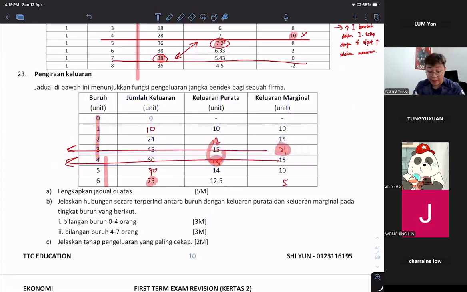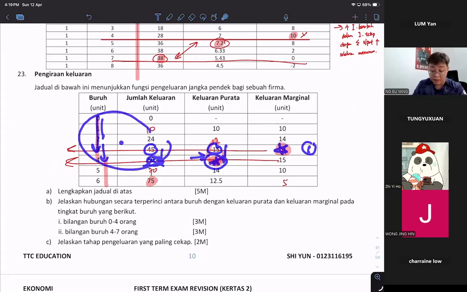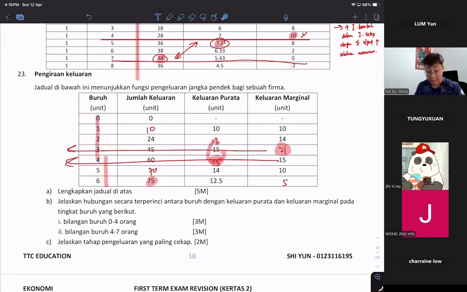Okay, so I'll try to read again. 0 to 3, increasing, and then mencapai nilai maksimum. First mark. So increasing from 3 to 4, increasing, no marks. Mencapai nilai maksimum dengan kekal, second mark. So this is keep increasing, this is your third mark. Okay, so the next one, 4 to 7, even though we didn't have 7 buruh, so we don't care.